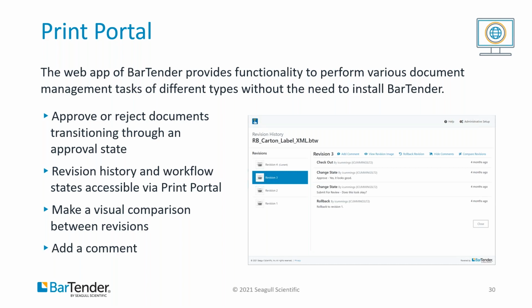So for example, a person in the quality assurance department who needs to make an approval can just jump on the website, examine the document, make their approval or rejection as the case may be, and move on with their day without needing to have the full BarTender software installed on their computer.